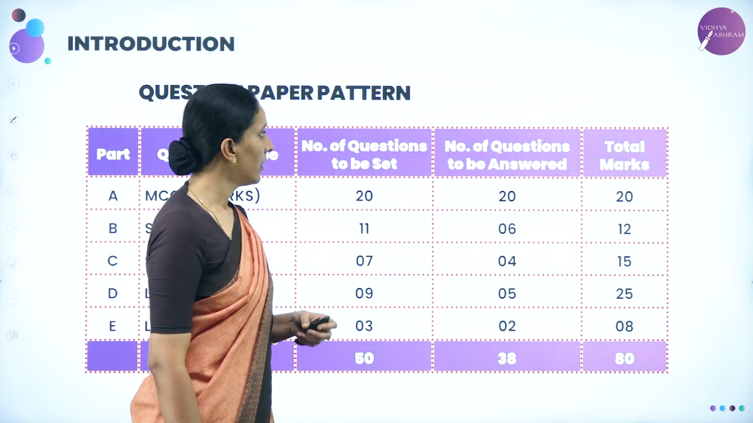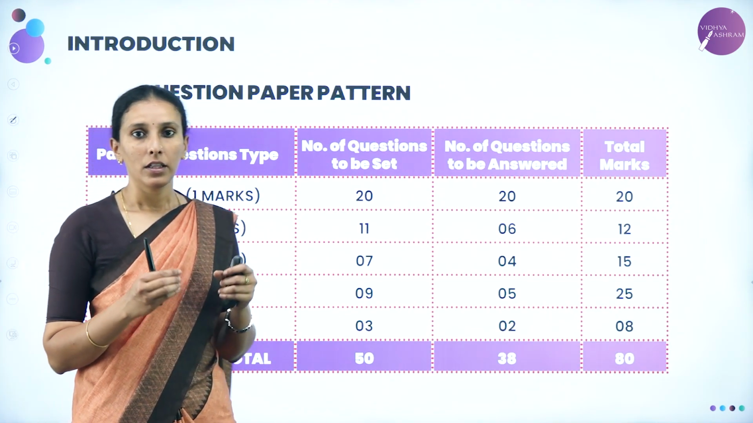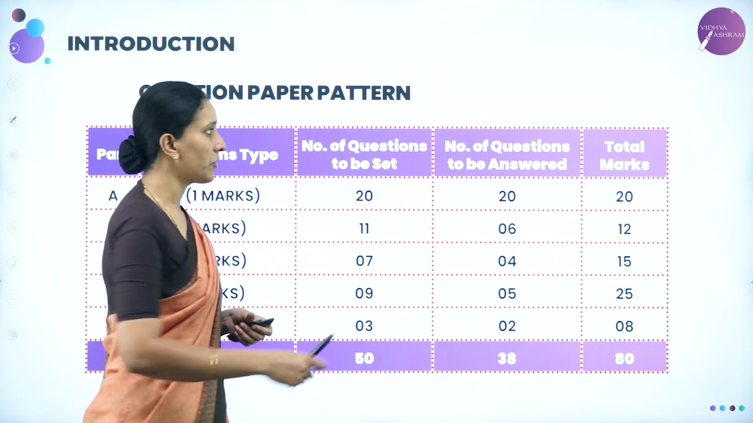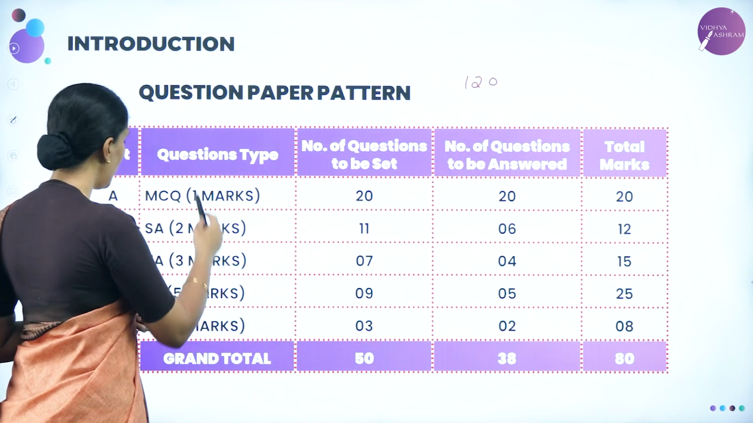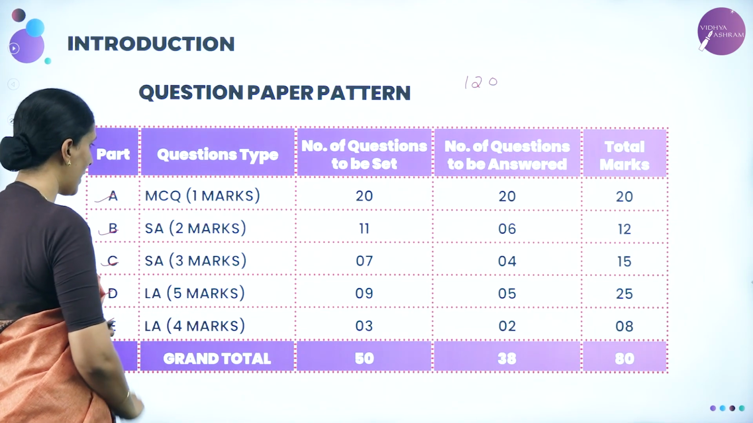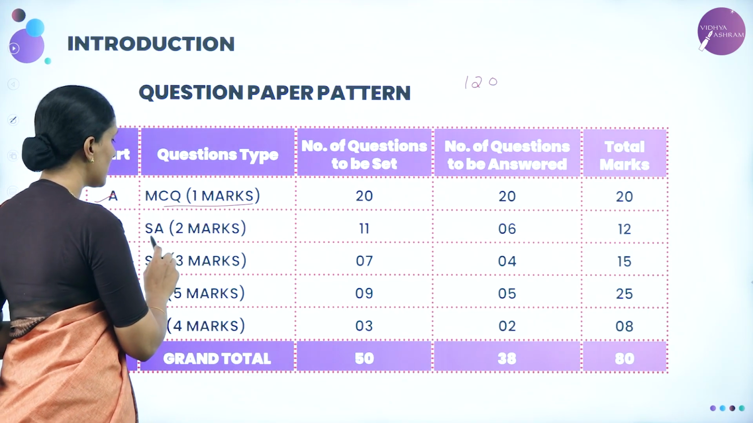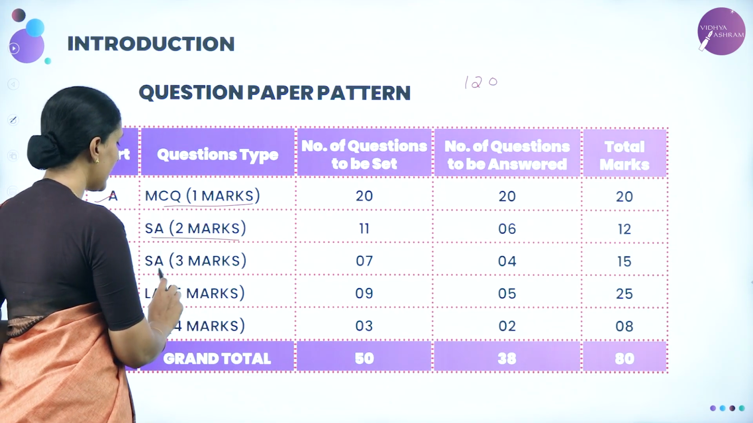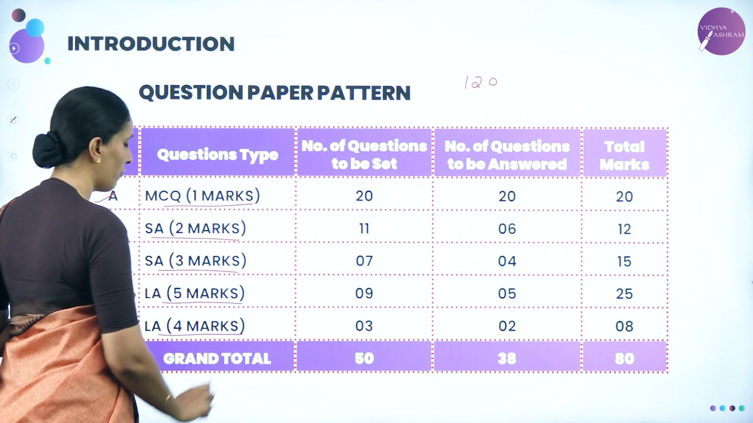Let us see the question paper pattern. Here, the question paper will be set for 120 marks, where it is divided into 5 sections. Part A, Part B, Part C, Part D and Part E. Part A is 1 mark question. Part B is 2 mark question. Part C 3 marks. Part D 5 marks. And Part E is 4 marks.